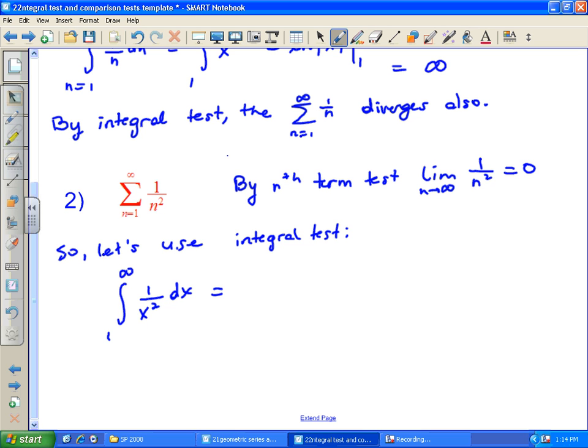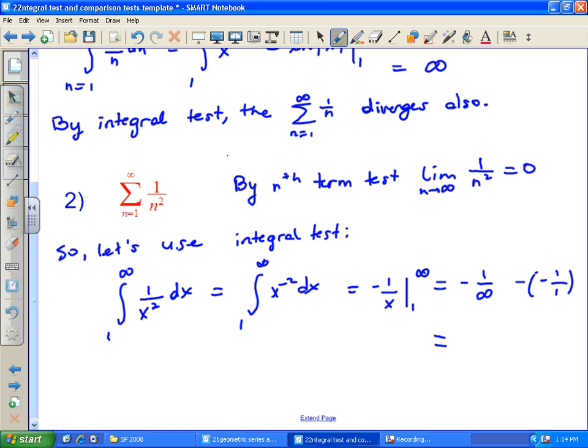What is the integral of 1 over x squared? Think of it as the integral of x to the minus 2 dx. That gives x to the negative 1 over negative 1, in other words, negative 1 over x. So now we have negative 1 over infinity minus negative 1 over 1. When I write infinity as if it's a number, we're really taking a limit. It's a shortcut notation. 1 over infinity really means 1 over x as x goes towards infinity.